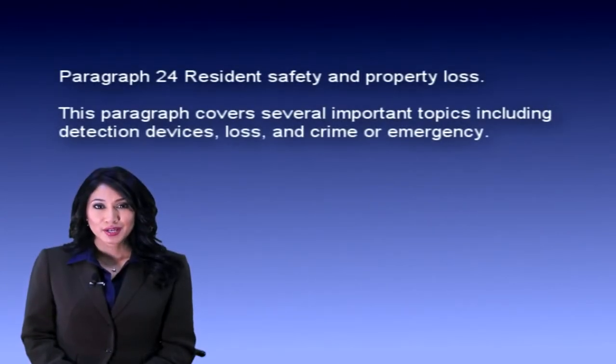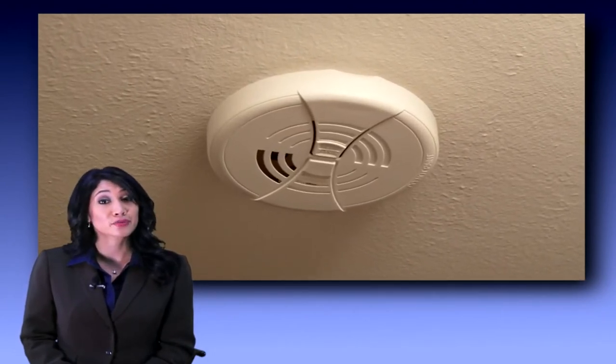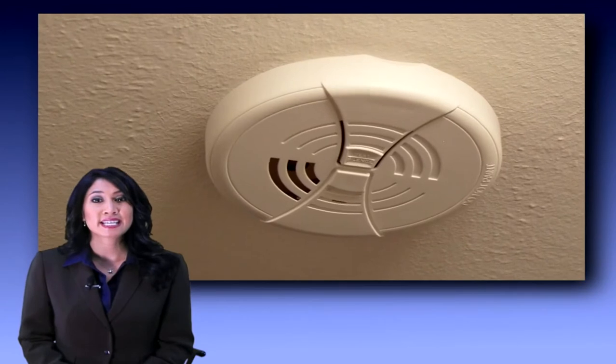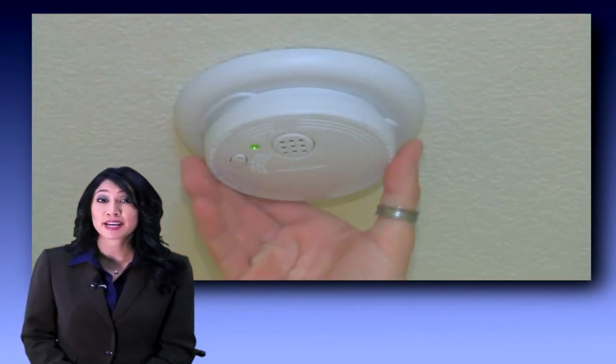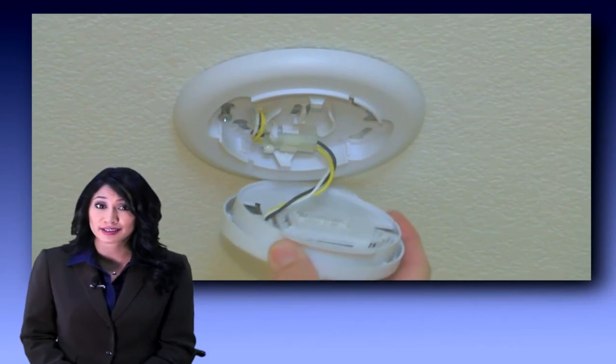Paragraph 24, resident safety and property loss. This paragraph covers several important topics, including detection devices, loss, and crime or emergency. First, let's discuss detection devices. Smoke detection devices are provided for your protection and that of other residents. You agree to take care of and use these items and to make every effort to follow the security guidelines included in the lease on page 6.